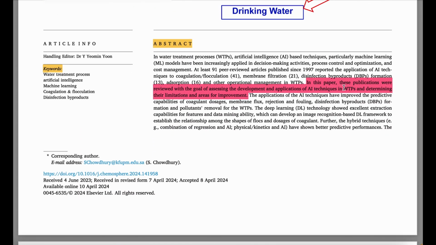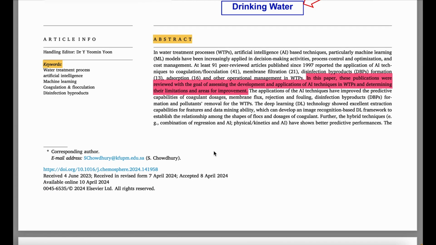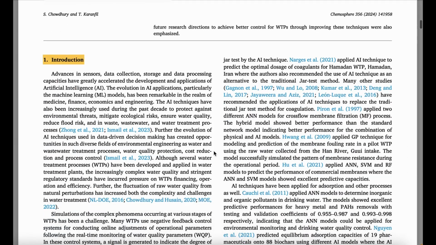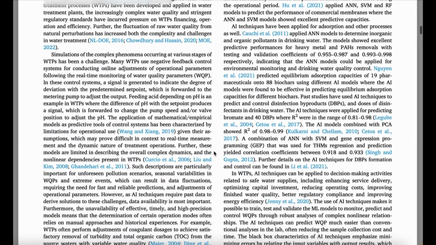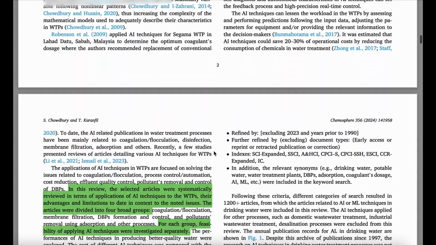In this paper, these publications were reviewed with the goal of assessing the development and application of AI techniques in water treatment plants and determining their limitation and areas for improvement. So this is the goal of the literature review, but it still doesn't give us a good understanding that this was done systematically. So let's go down, let's check out the introduction.